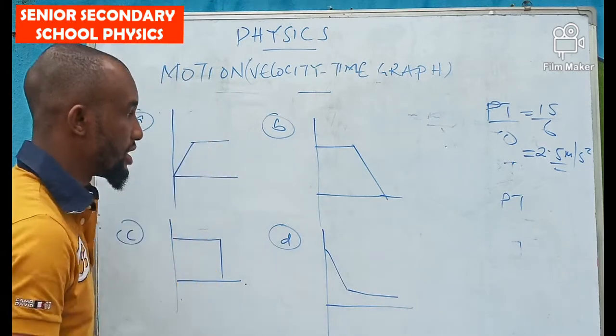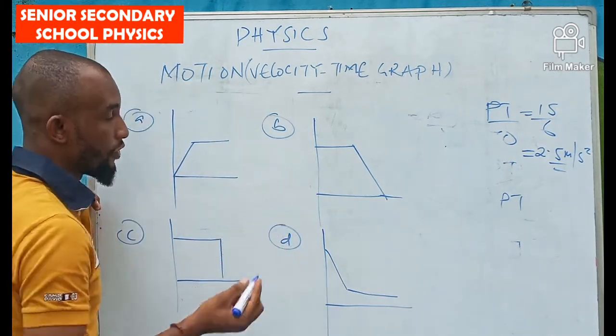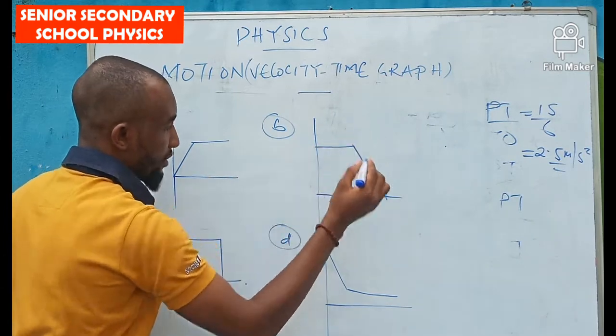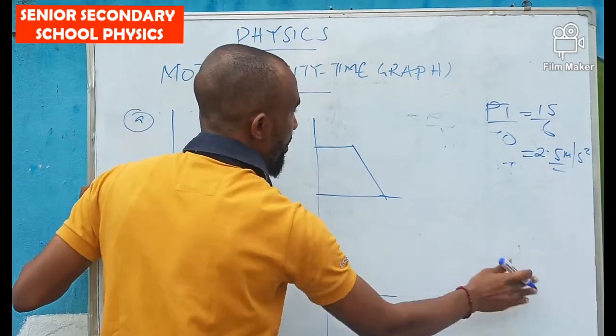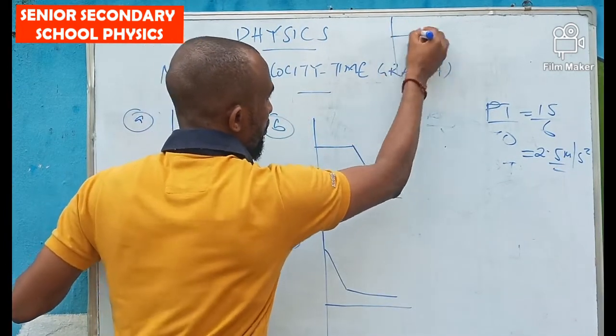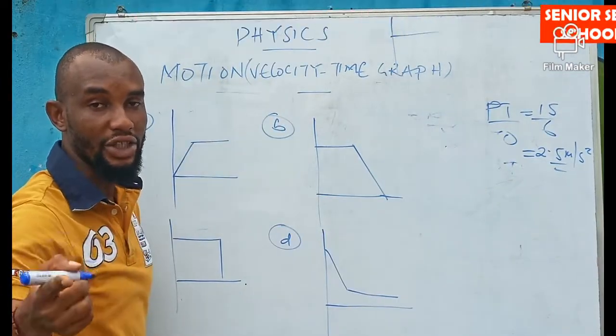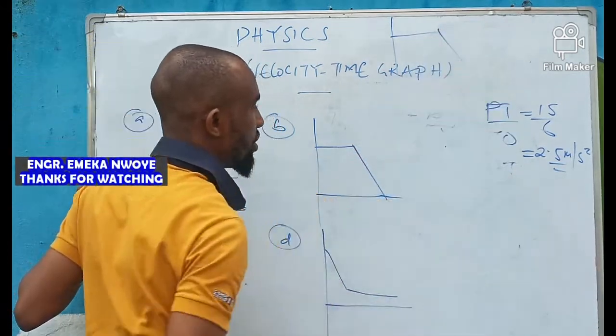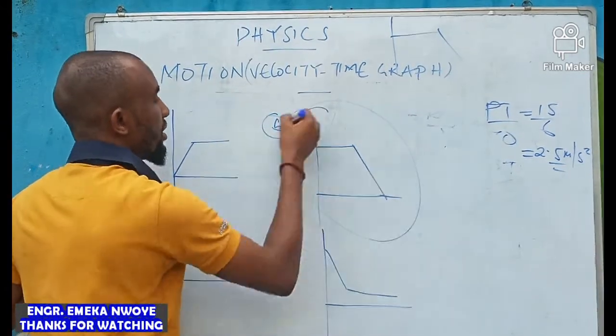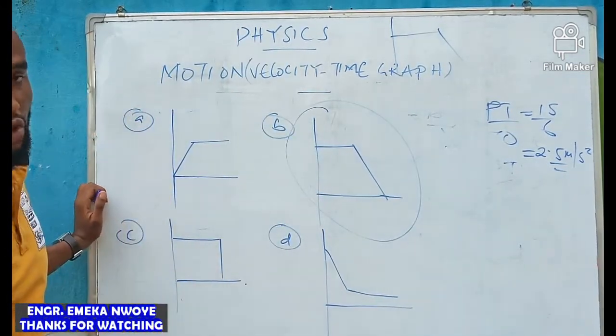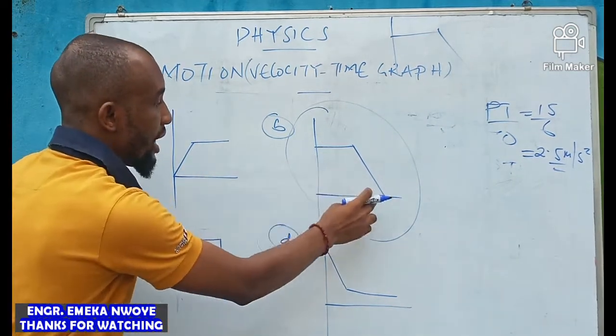Now, for uniform speed, the graph looks this way. Then being brought to rest means that the brakes are now applied and retardation sets in. Now we have it this way. So this is the correct graph for the motion of the vehicle: uniform speed, then brought to rest.